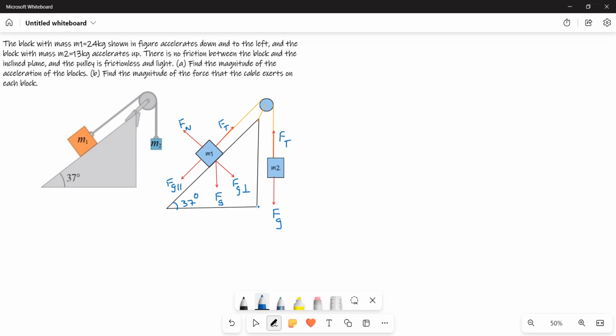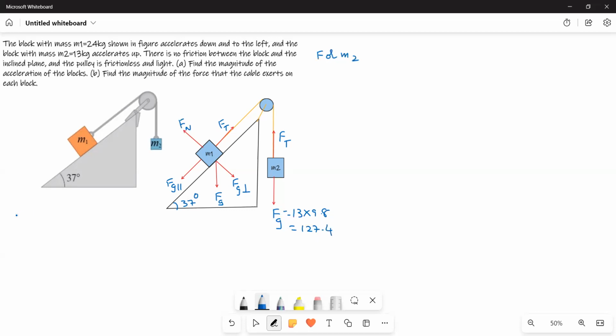Now, what do we have to find out? We have to find out the acceleration and also the tension in the string cable. Here, the inclined plane is frictionless, and mass m1 is accelerating downwards. Now let us write the force equation for m2. For m2, I will write Fg. Fg is equal to 13 kg times 9.8, which is equal to 127.4.